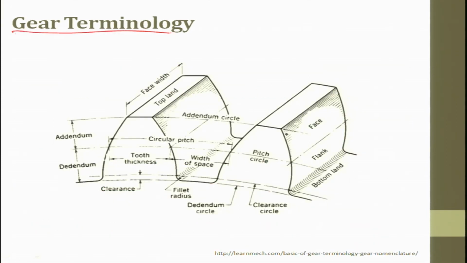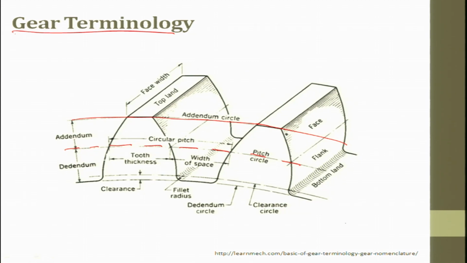If we start looking at gear terminology, the first thing you should understand is the pitch circle. The pitch circle is the one that passes almost through the middle of the tooth. If you draw a circle from the top of the pitch circle up to the face of the teeth, that circle is called the addendum circle.